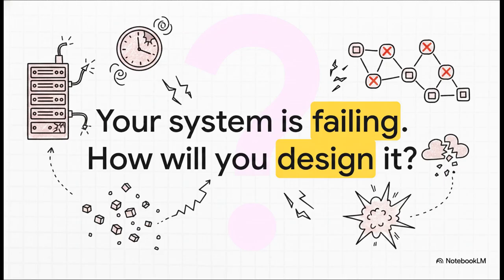So I'll leave you with this thought. Right now, somewhere in your tech stack, a component is failing, a packet is dropping, or a clock is drifting. Your system is already failing. So, how are you going to design around it?